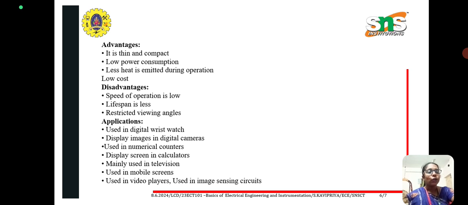And it is used in numerical counters, and in calculators for displaying the digits. On display screens, these LCDs are used. It is used in LCD monitors in laptops, and it is also used in TVs. So in display screens it is most widely used. It is used mainly in televisions and in mobiles for displaying screens. It is used in video players. It is also used in the image sensing units, image sensing circuits.